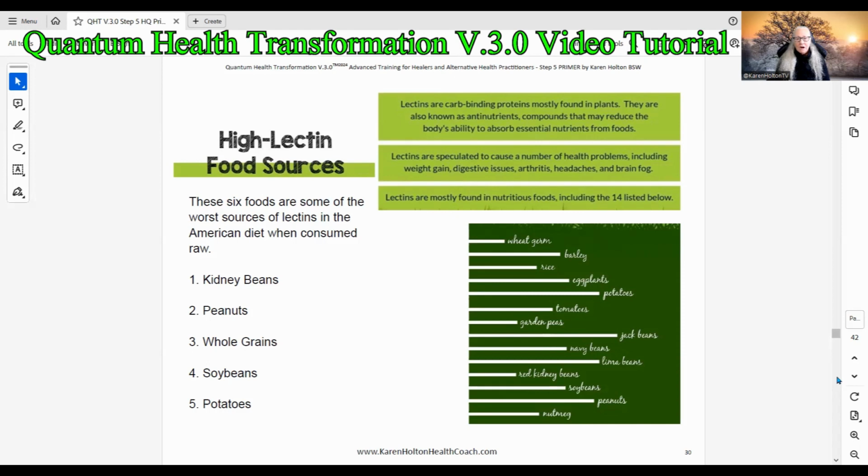Lectins are mostly found in nutritious foods, including the 14 listed below: wheat germ, barley, rice, eggplants, potatoes, tomatoes, garden peas, jack beans, navy beans, lima beans, red kidney beans, soybeans, peanuts, and nutmeg. These 6 foods are some of the worst sources of lectins in the American diet when consumed raw: kidney beans, peanuts, whole grains, soybeans, or potatoes.